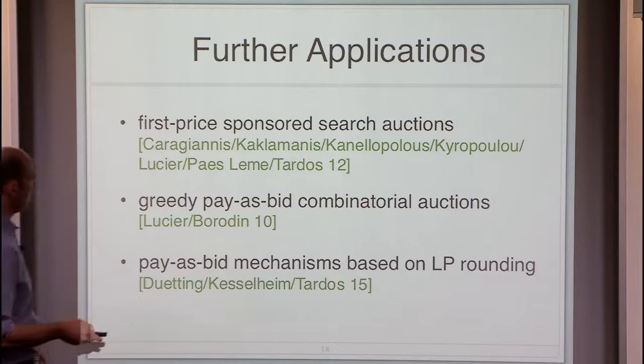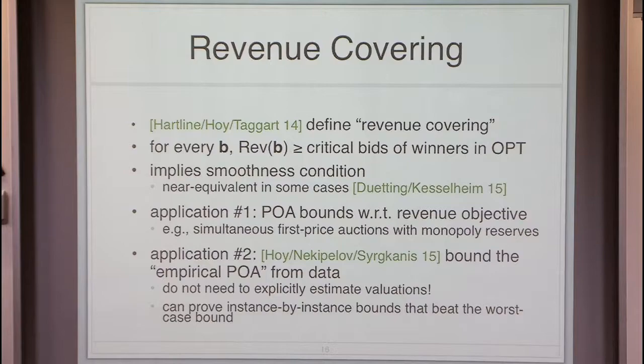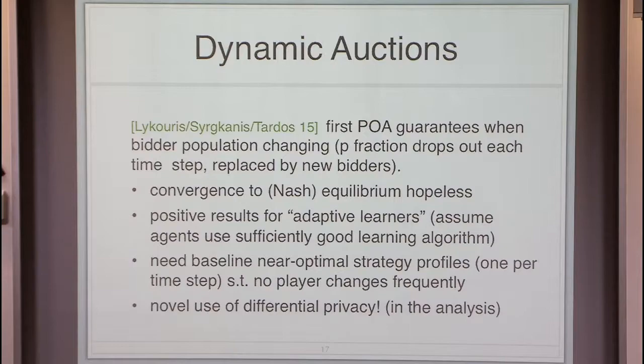So a lot of stuff I can't talk about, more applications of this specific smoothness guarantee, different versions of the smoothness for critical bid or second price type rules, some interesting interpretations in terms of revenue covering, which actually allows you to estimate empirically the price of anarchy in real auctions from data, which I think is very cool. Even extensions of this to dynamic environments where you have bidders churning. Okay, so there's been a lot going on that I don't have time to talk about.